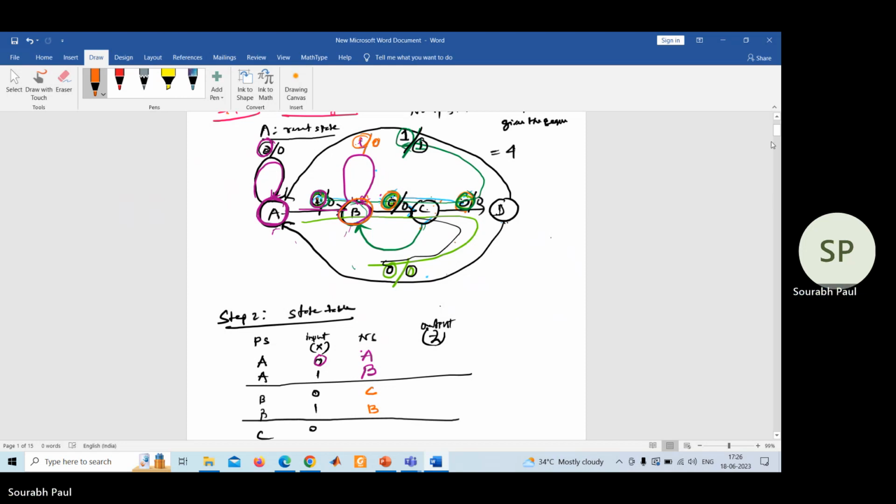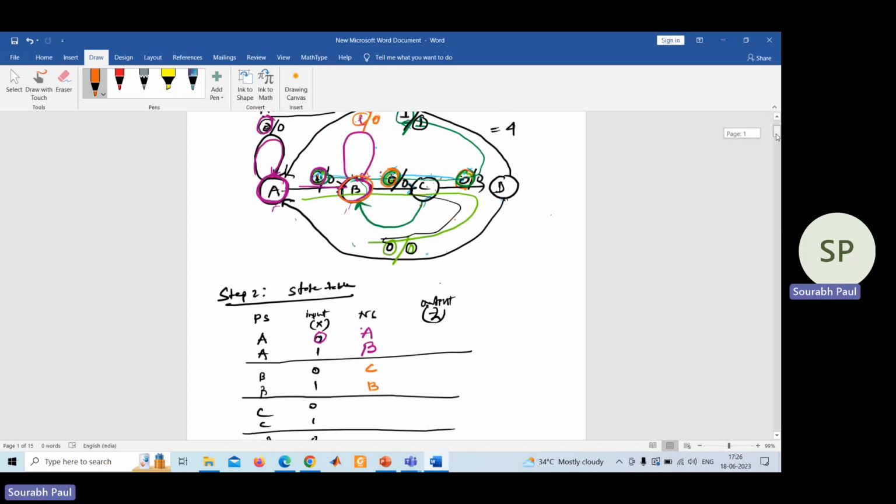OK, fine. Now for C also you do the same thing. If you have the state C and the input of 0, where are you going? You are going to D. If you have the input of 1, I didn't write this one, I forgot to write this one. If you have this input of 1, where are you going? From C to B you are going.